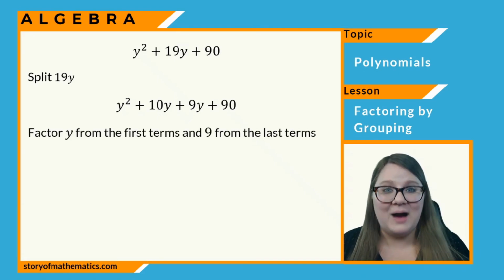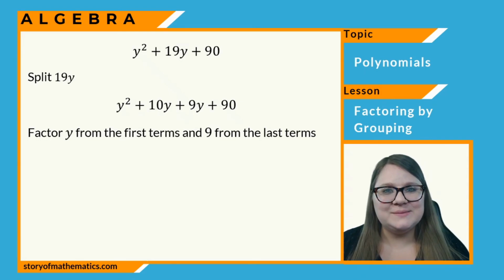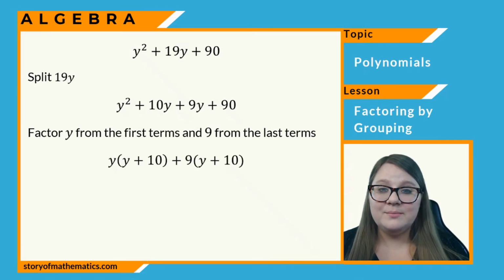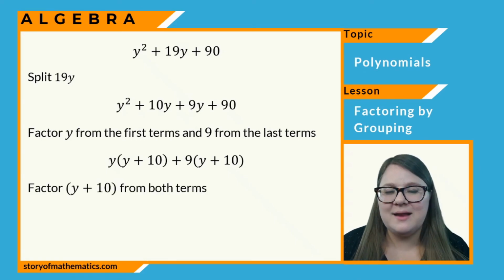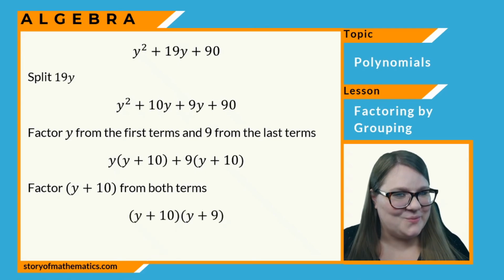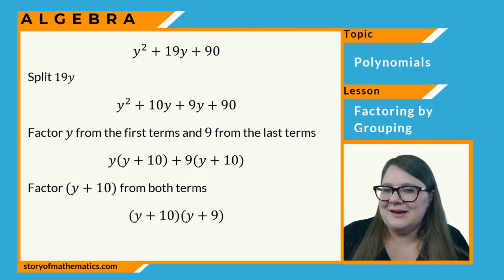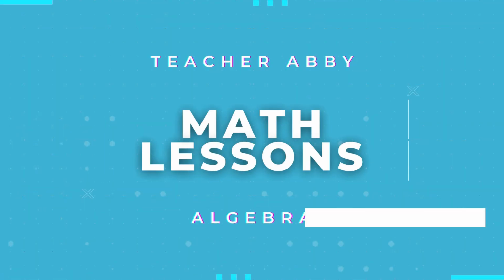Now I can factor a y out of the first two terms and a 9 from the last two terms. That gives me y times y plus 10 plus 9 times y plus 10. All I have to do now is pull out the y plus 10 from both of those terms, and I get y plus 10 times y plus 9. And it's completely factored. And that is how you factor by grouping.